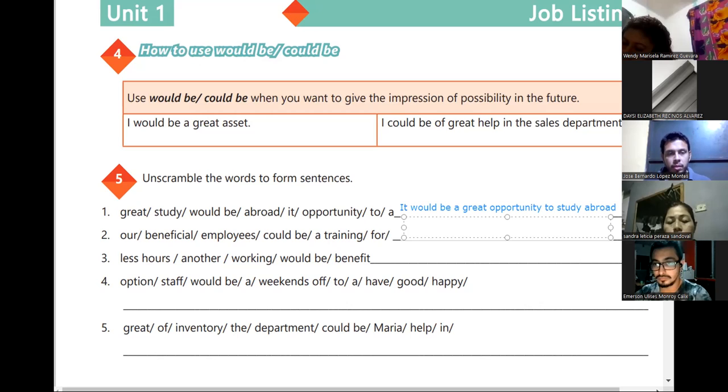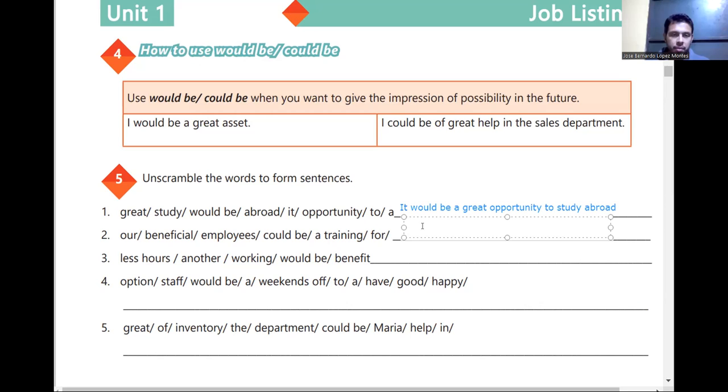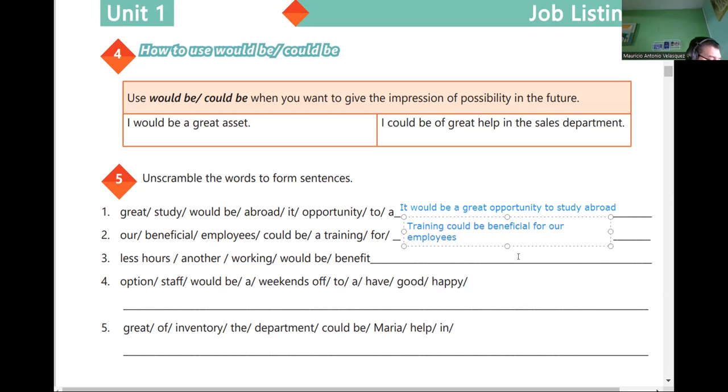A trainer. No, our employees. Our employees, like this. Could be. I think a training could be beneficial for our employees. Yes, that's correct. Training could be beneficial for our employees.